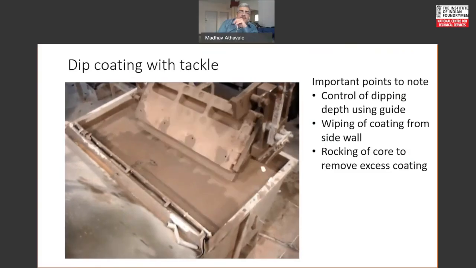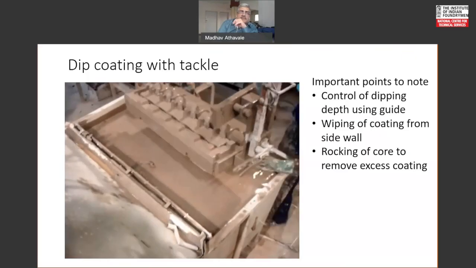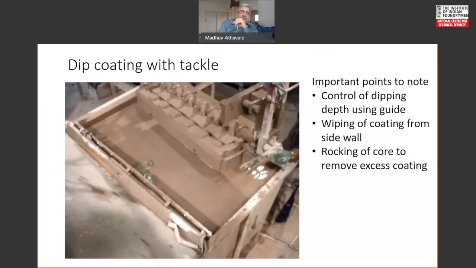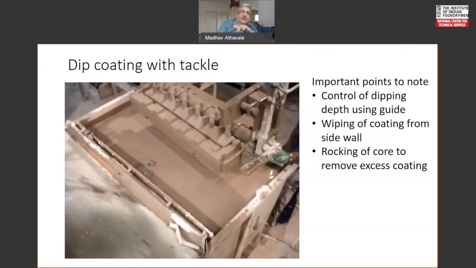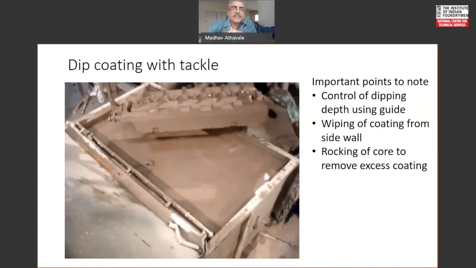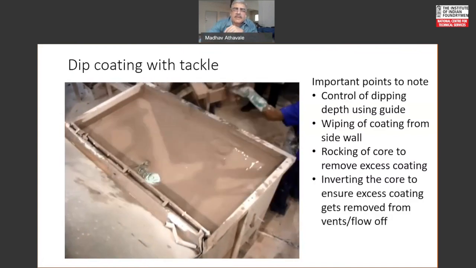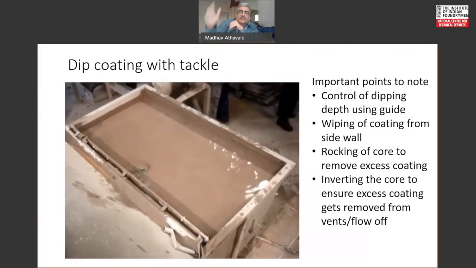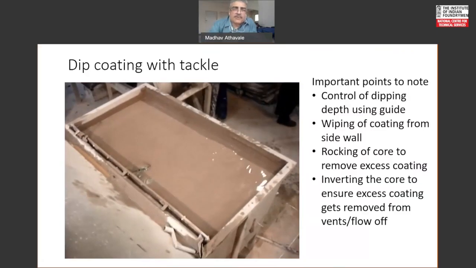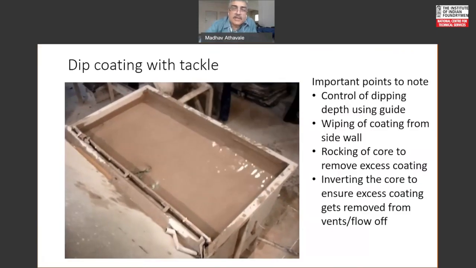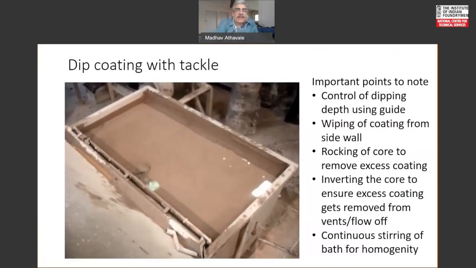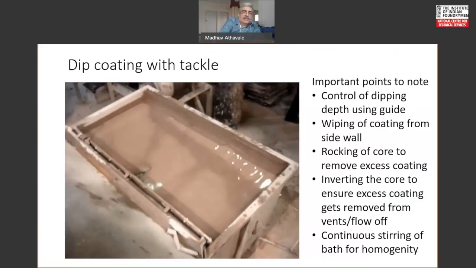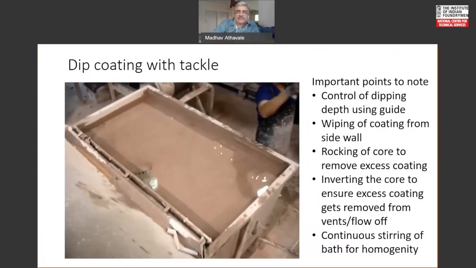Then the core is being rocked to remove the excess coating. Inverting the core also ensures that excess coating gets removed from the vents. And in close-up, you will also notice a good stirring arrangement whereby you can see that the coating is kept in very well mixed condition.